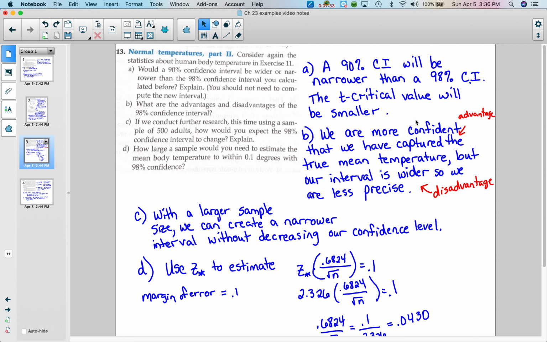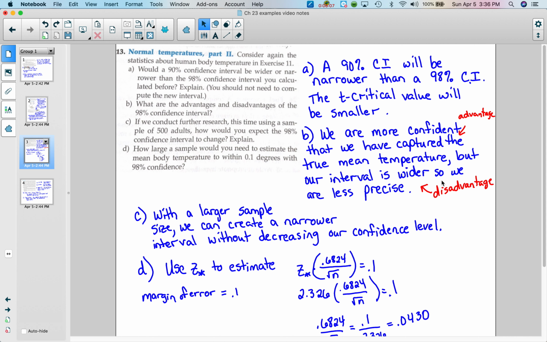Part B, what are the advantages and disadvantages of the 98% confidence interval? Well, an advantage is we're more confident that we capture the true mean temperature because it's a higher confidence level. However, a disadvantage is our interval is wider, so we are less precise. So there we have an advantage and a disadvantage. And I wrote my sentence, and then I went back and realized I should really specify what I mean by advantage and what I mean by disadvantage. So I want to make sure I communicate that clearly.